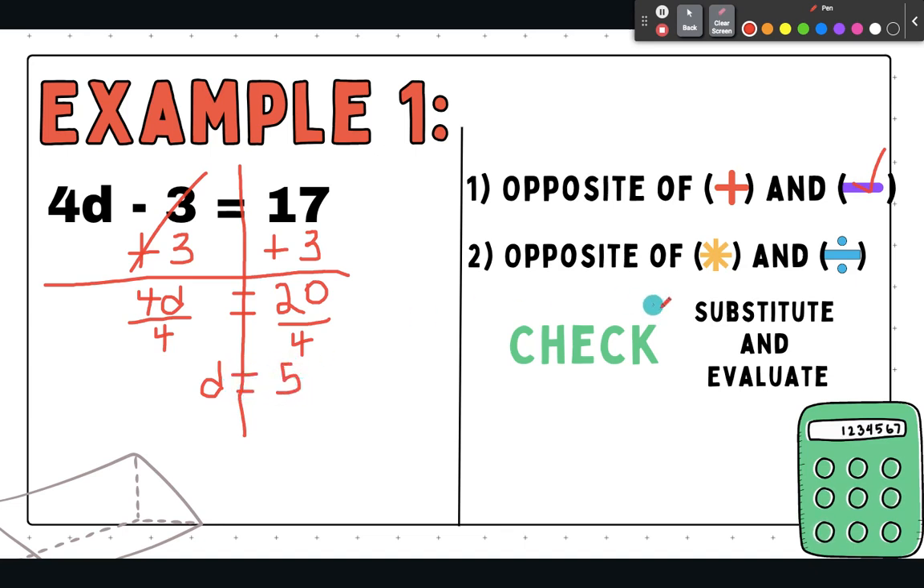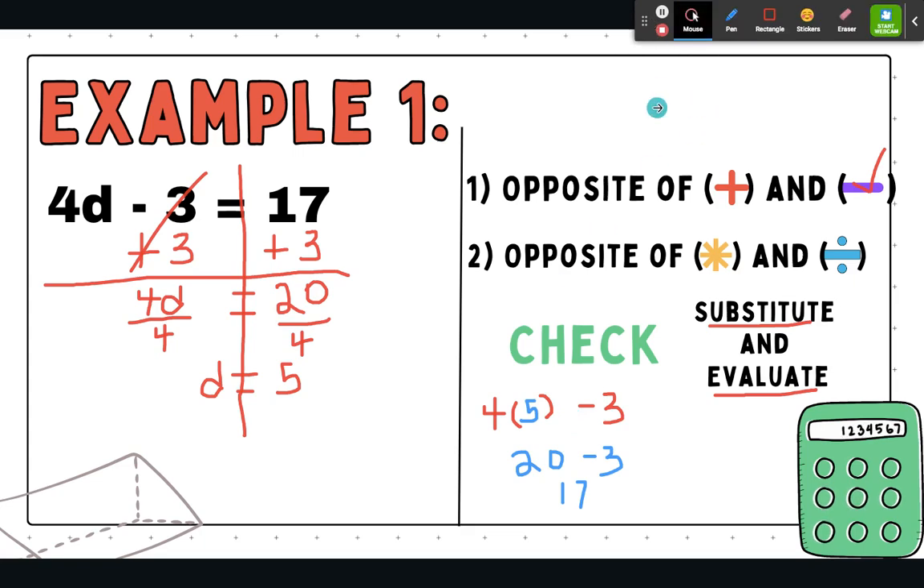Last step we need to do is to check our work. And we're going to do that by substituting and evaluating. So instead of having 4 times something minus 3, we now believe that that something is 5. If you'd like, you can plug this right into your calculator. So 4 times 5 is 20 minus 3 is in fact 17. So our check works out.